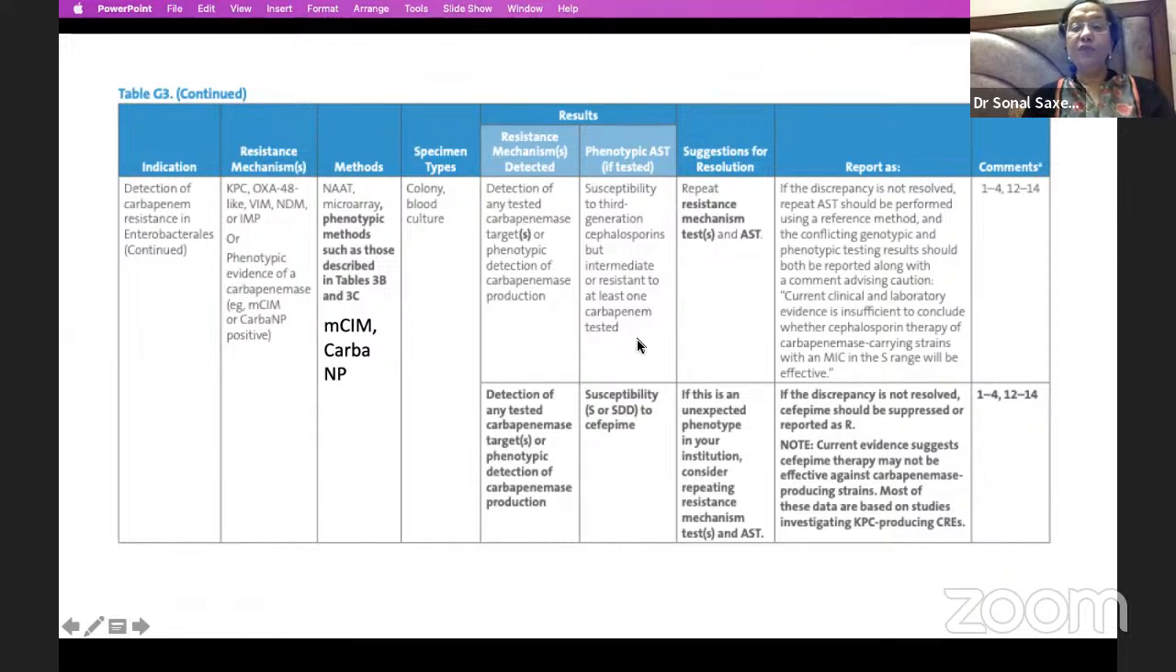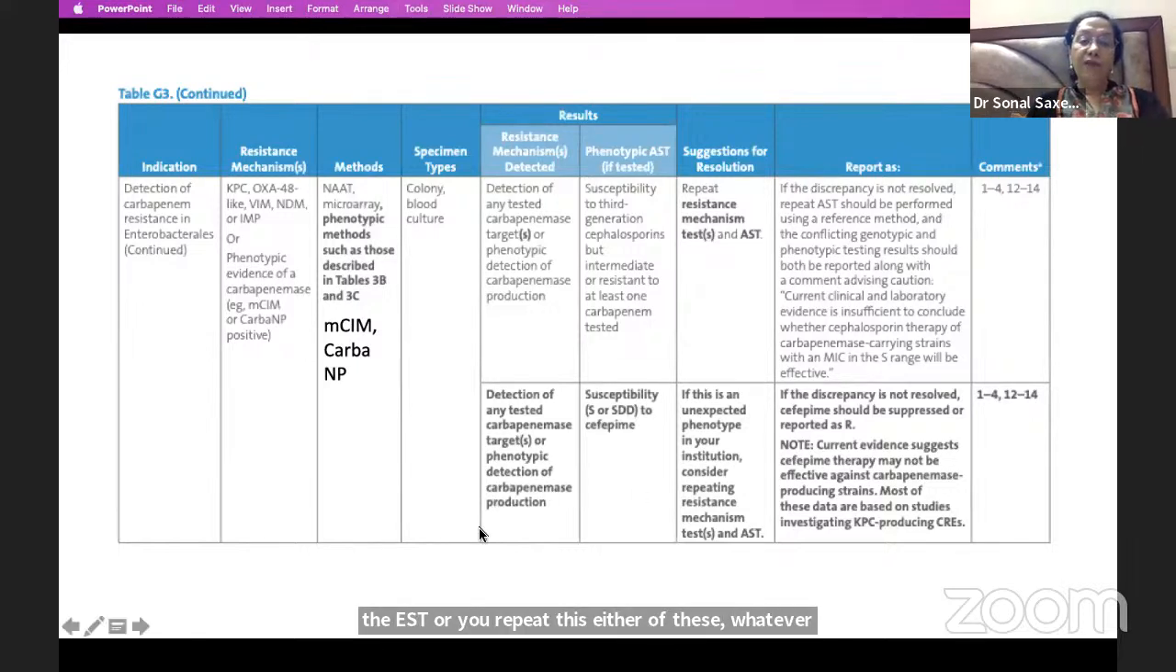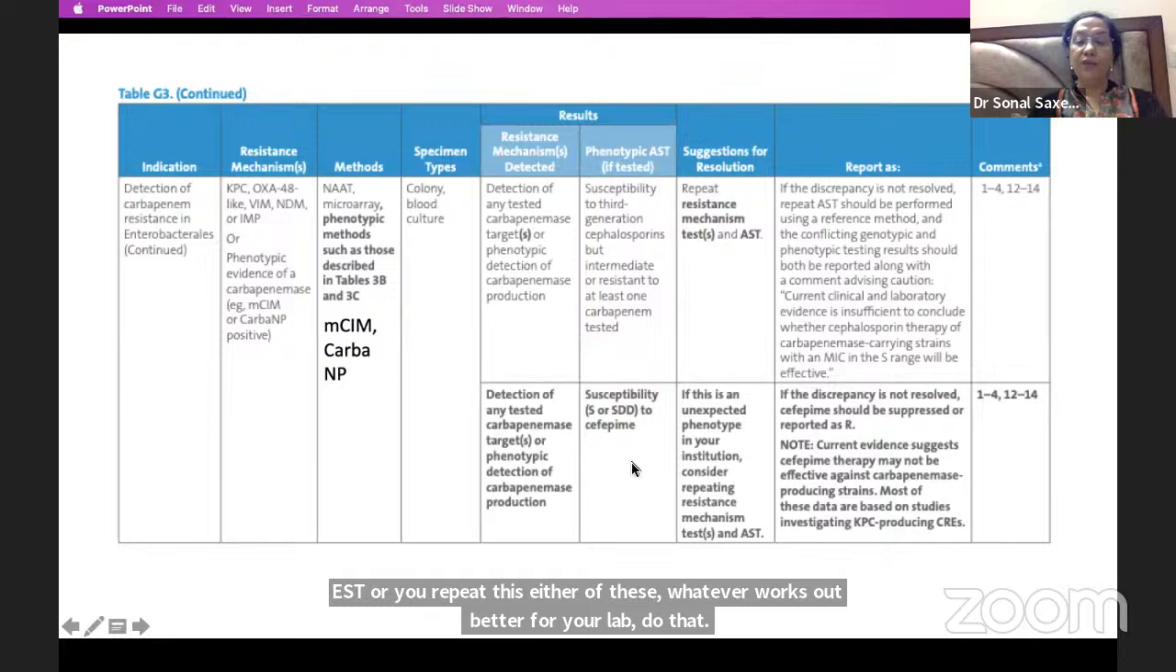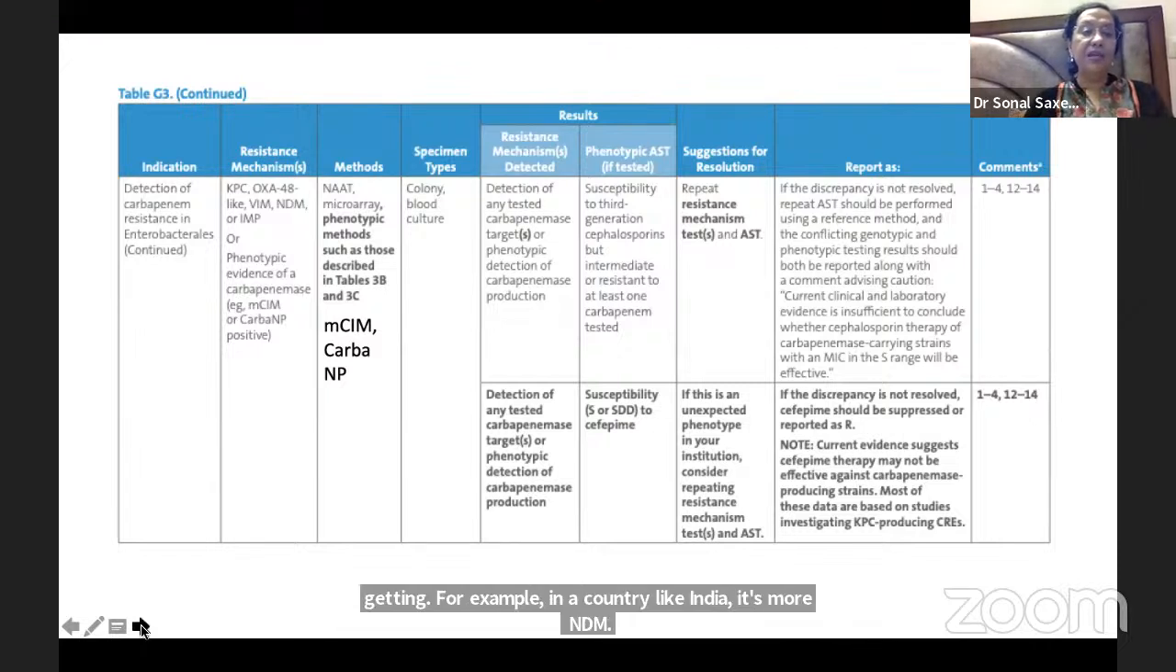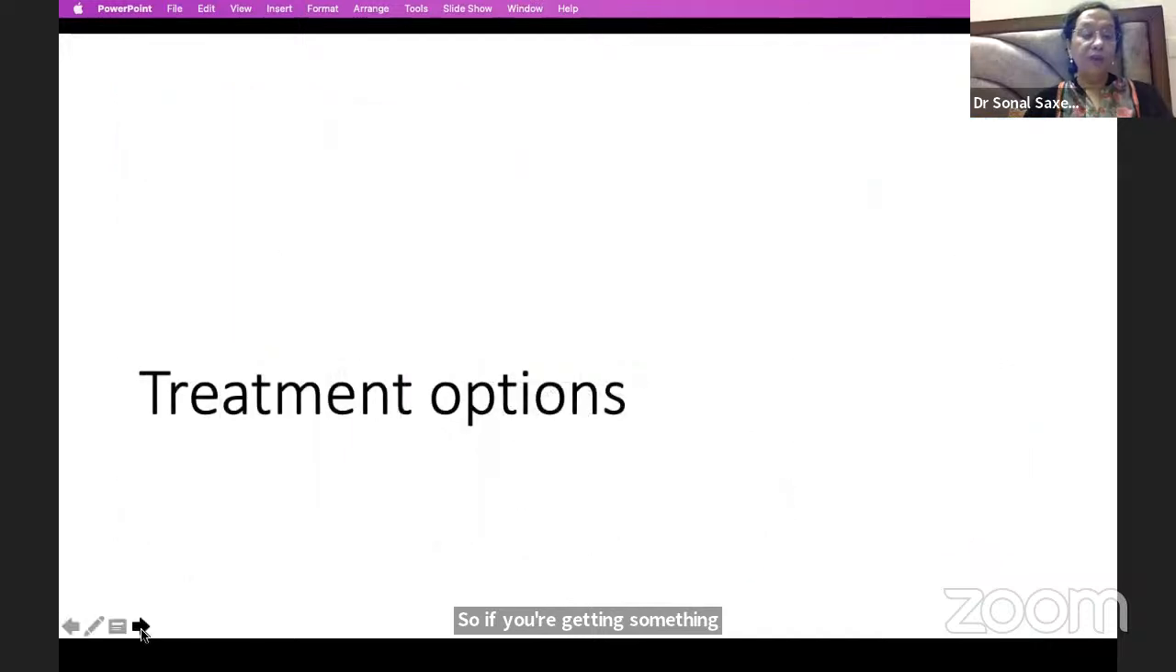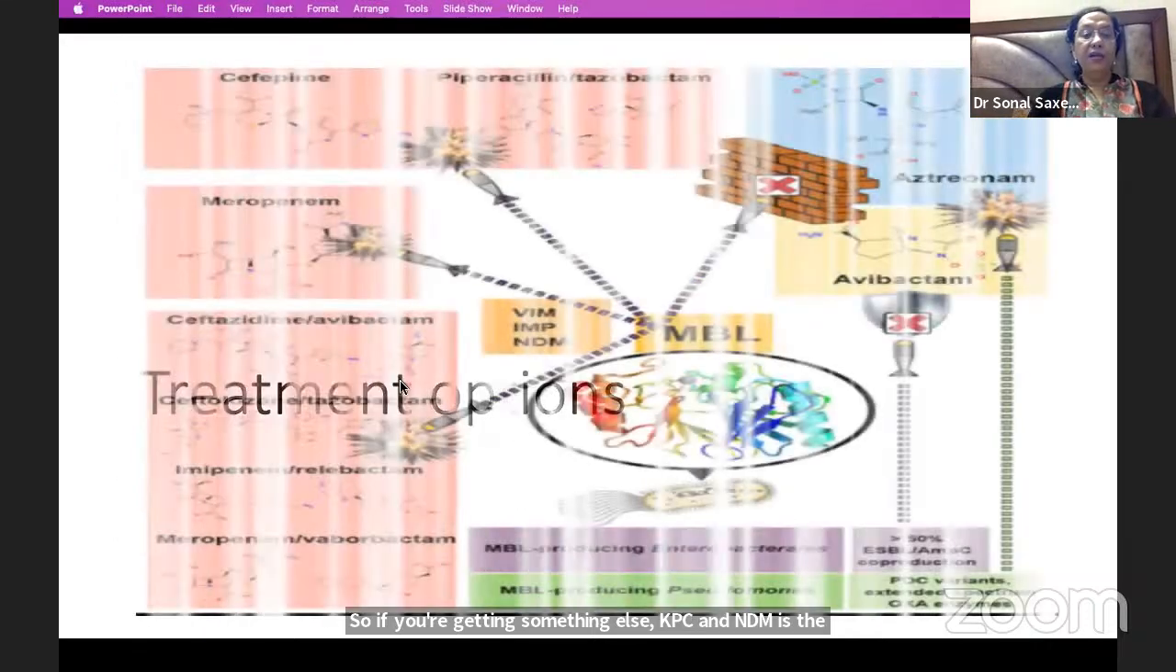So if you have any of these and you find that they are susceptible to third generation cephalosporin but intermediate resistant, then you either repeat the AST, or you repeat this. Either of these, whatever works out better for your lab, do that. Now, if you find any of these targets, go for a susceptibility SDD to cefepime. If this is an unexpected phenotype, then you repeat this. You normally don't get these phenotypes, but you're getting them. For example, in a country like India, it's more NDM. So if you're getting something else, KPC and NDM is the one which we are bothered about. If you're getting something else, then repeat it and take a call as per this.